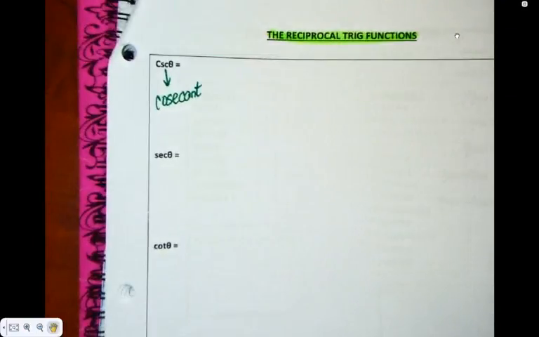Cosecant. I don't know. Cosecant? I said cosecant. I don't know, I must have heard that somewhere.